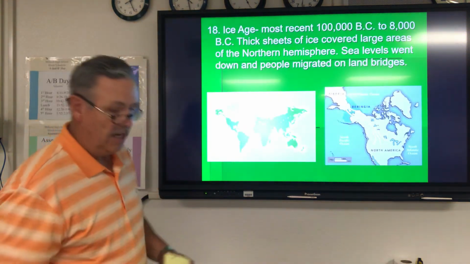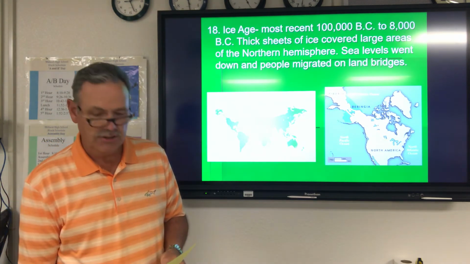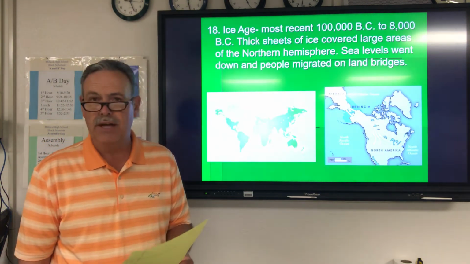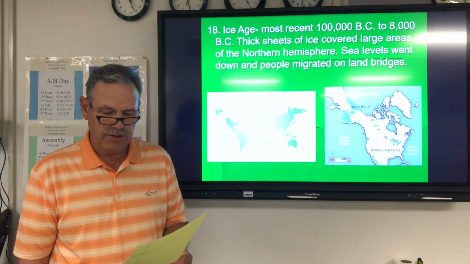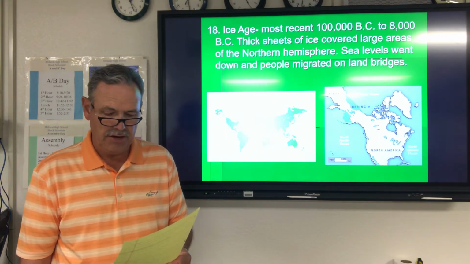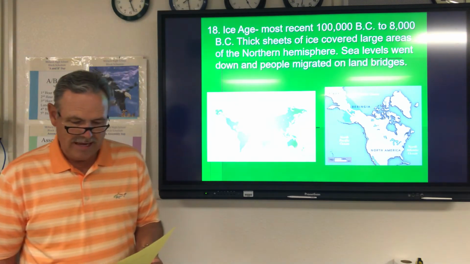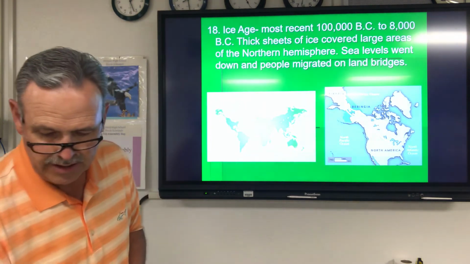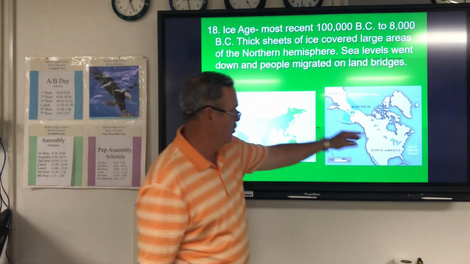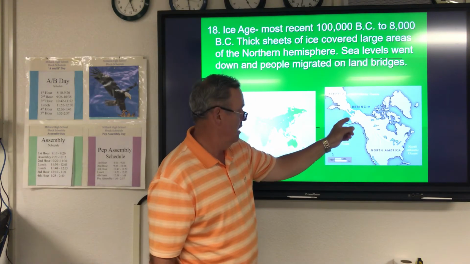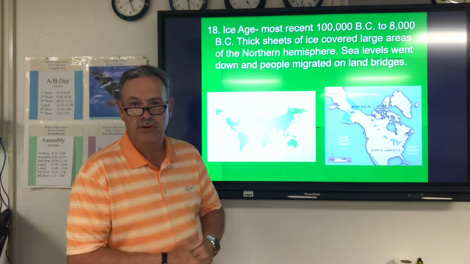Okay, the Ice Age. There was a period of 4 different ice ages, the most recent about 100,000 BC to 8,000 BC. There were thick sheets of ice that covered large areas of the northern hemisphere. Sea levels went down and people were able to migrate on land bridges. This area right here between North America and Asia is about 600 feet deep today.